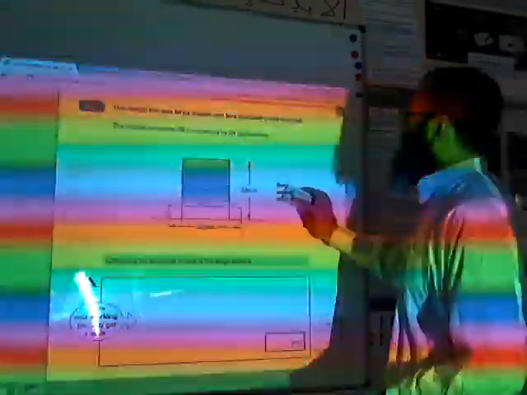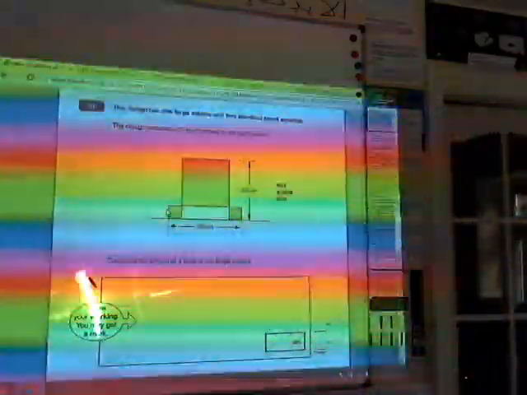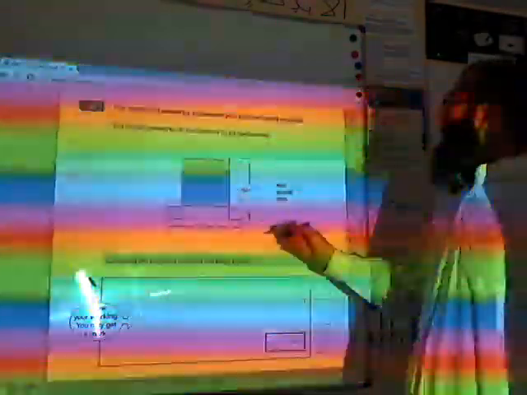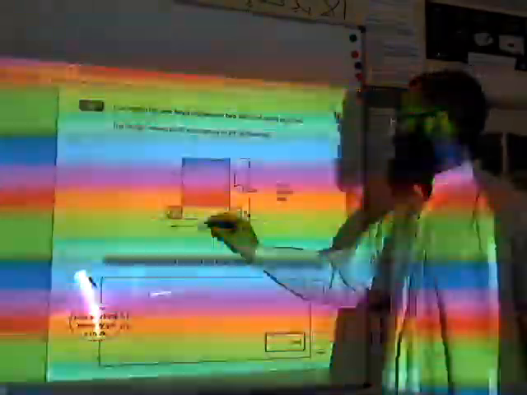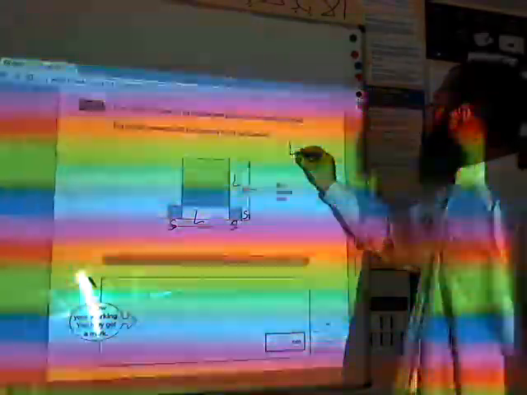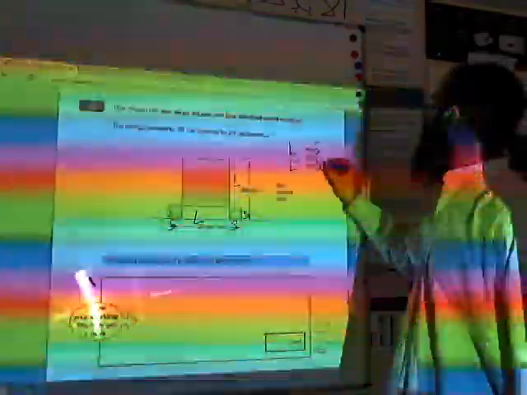Okay, this is the last question. This design has one large square and two identical small squares. The design measures 36 centimeters by 28 centimeters. Calculate the length of a side of the large square. Now, large, small, large, small, small. Let's write down large and small, large and small and small.